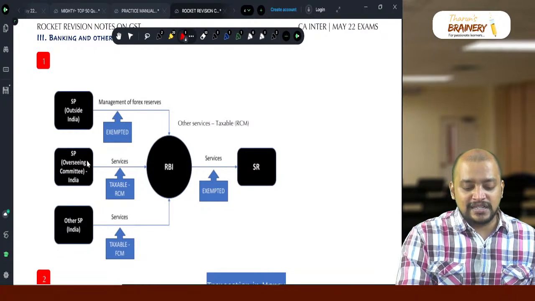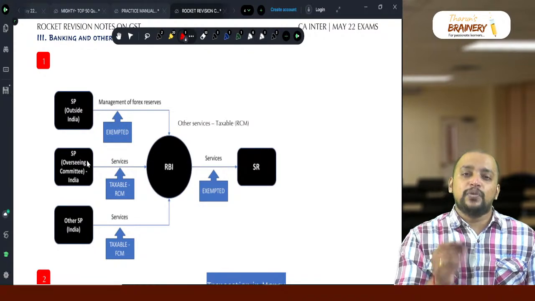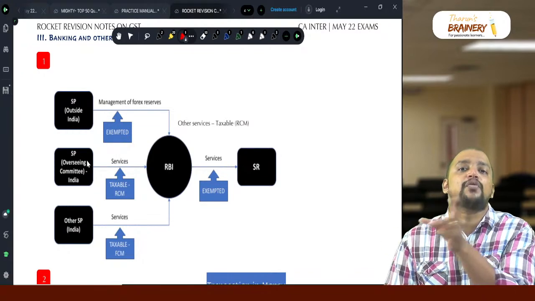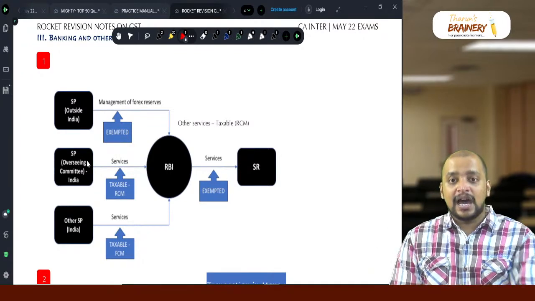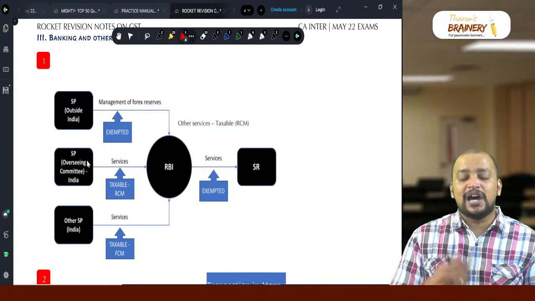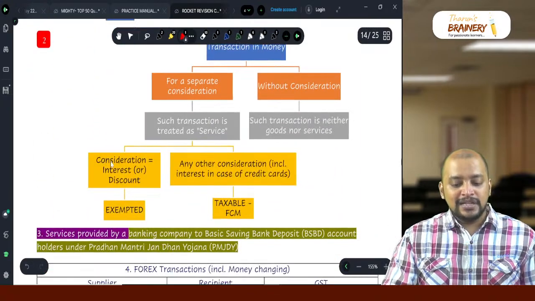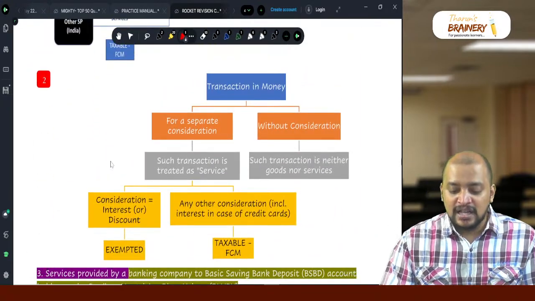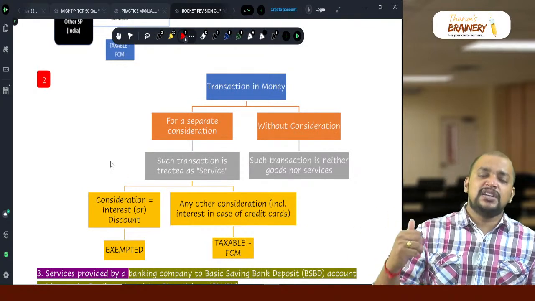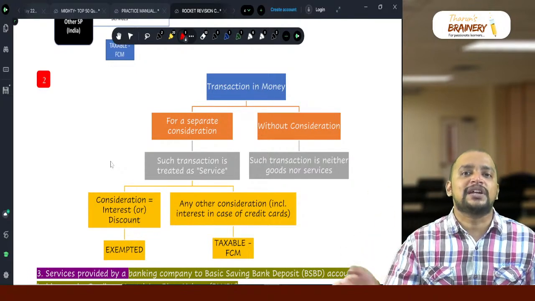Same way, if there is a service provider, an overseeing committee, who provides services to RBI, that will be taxable under RCM, because we saw in the notification overseeing committee services to RBI. Apart from that, any other service provided by a service provider in India to RBI will be taxable under FCM. Okay. Then number 2, transaction in money. So transaction in money will be divided into 2: transaction in money for a separate consideration, and transaction in money without consideration.